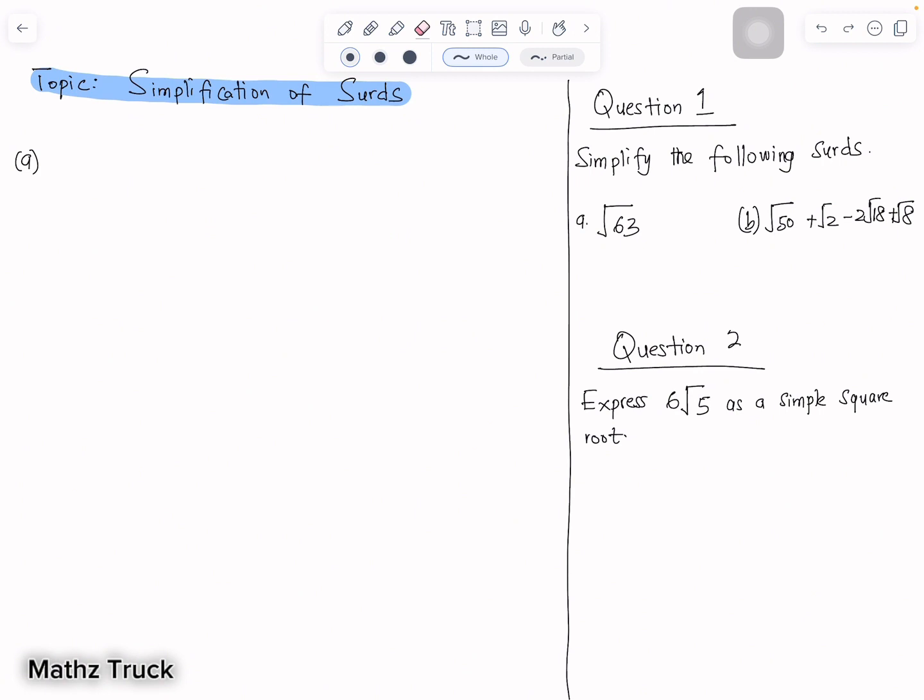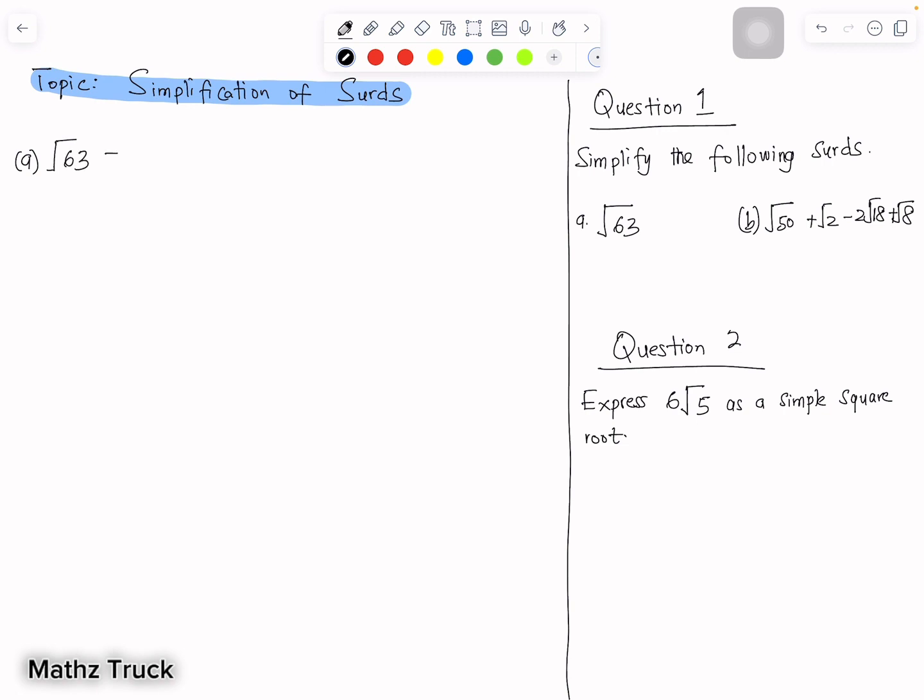We have question 1 and question 2, so let's go ahead and solve them. You ready? Let's do this. Now, the first question says, question 1, simplify the following surds. A, root 63.